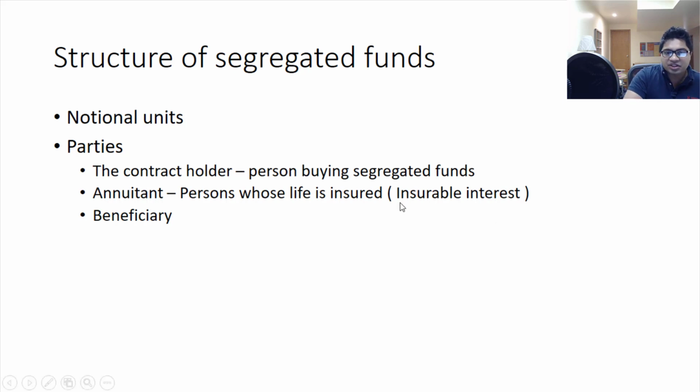So there should be an insurable interest between the annuitant and the contract holder. So I cannot buy insurance on some third person XYZ that I don't know and name him as an annuitant, because there won't be any insurable interest.